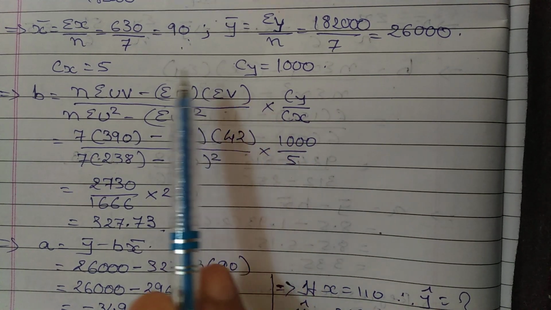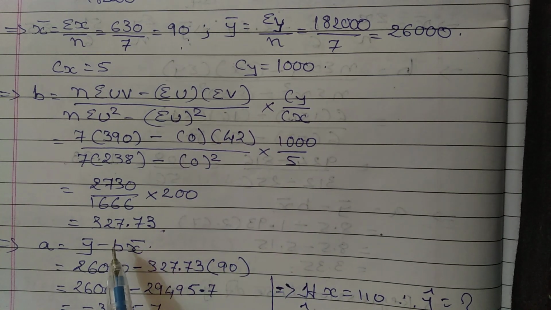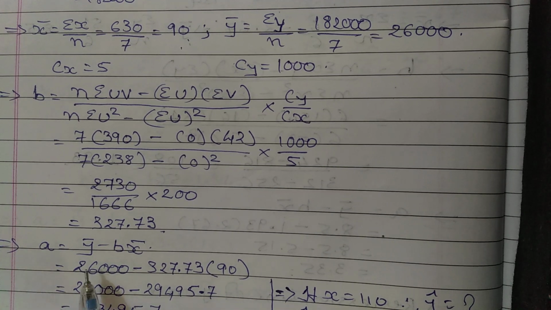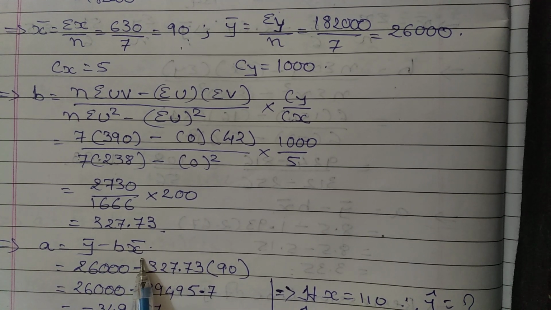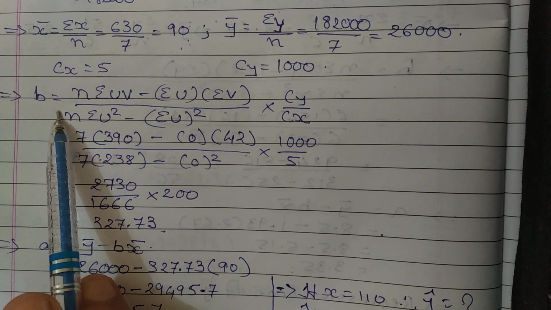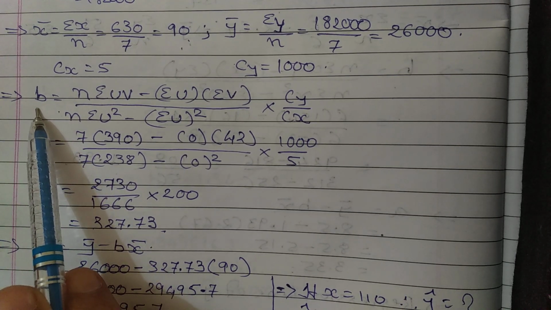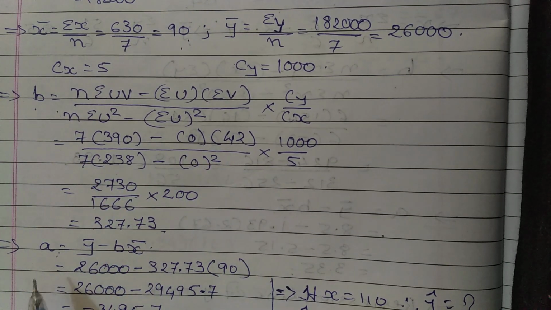Now place the values of all these things in your formula. You are going to get b, that is 327.73. Then a, that is Y bar minus b x bar. This is a must, because your equation requires Y cap is equal to a plus bx. That's why b is already there. Find out a, Y bar minus b x bar.